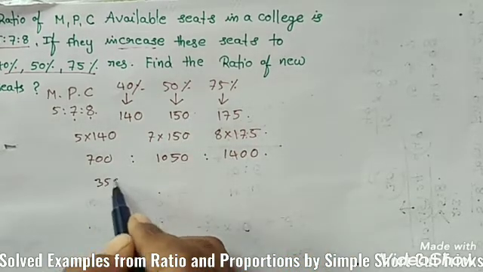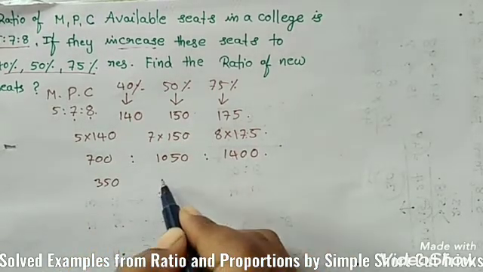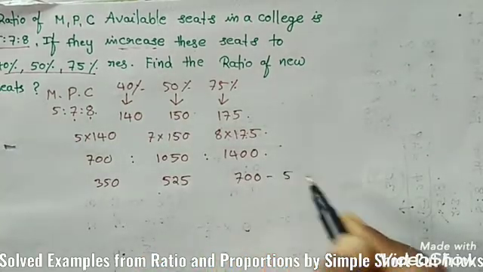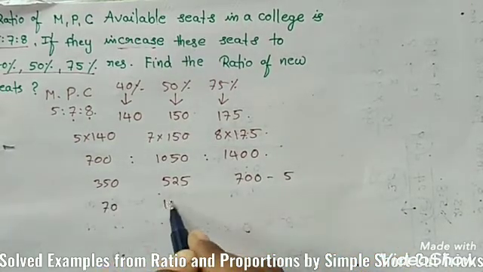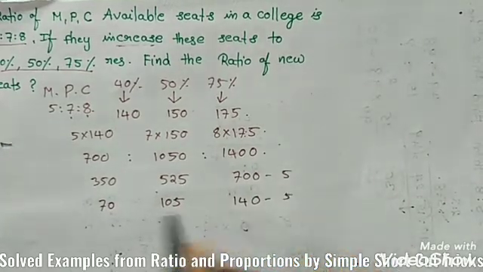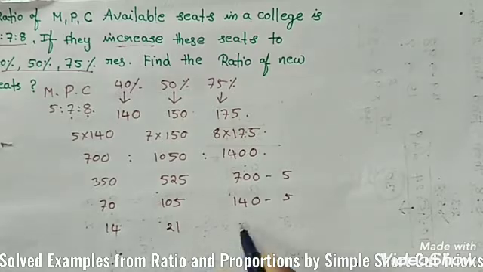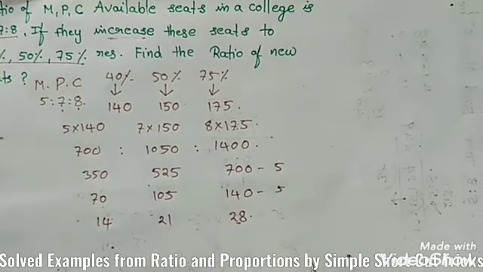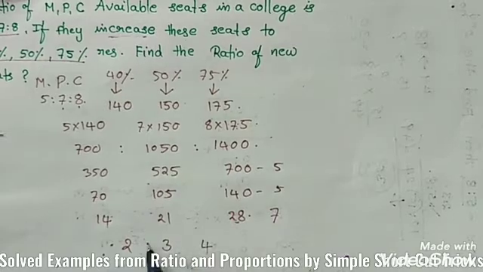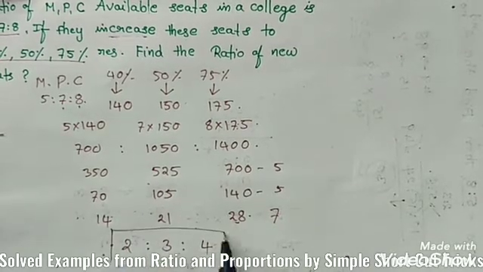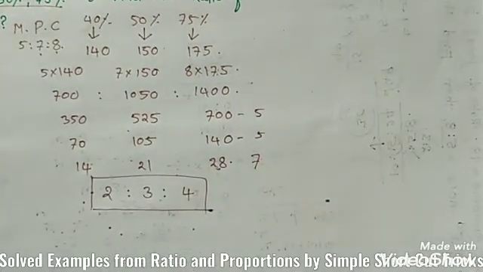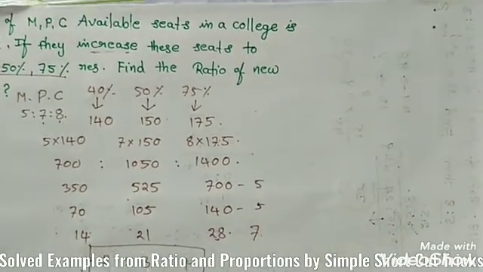Here 350. If you cancel with 2 table, 525, 700. Here if you take 5 table, 70 times, 105 times, 140 times. Again if you take 5 table here, 14, 21, 28. Now if you take 7 table here, 2, 3, 4. So this is the ratio of new seats, 2:3:4. Okay, this is the calculation.